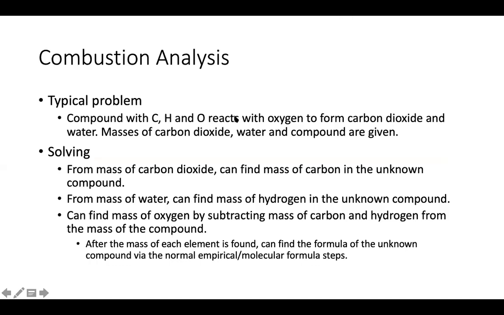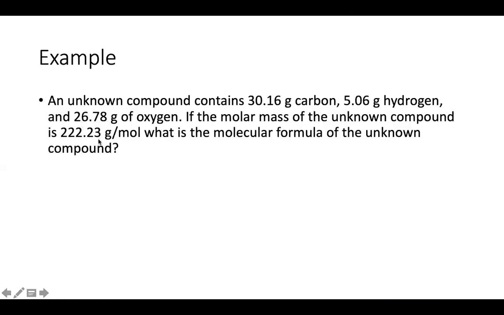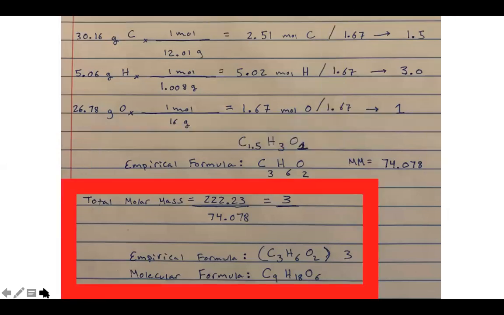Could you repeat how you got the 222.23 back there? Yep, it was given in the problem. So I'll go back for a second. The very last sentence: if the molar mass of the unknown compound is 222.23, what is the molecular formula? If they ever want you to solve for the molecular formula from an empirical formula, like all these problems have you do, they have to give you the molar mass of the whole compound. So they have to give you that 222 number. Thank you. Yeah, no problem.